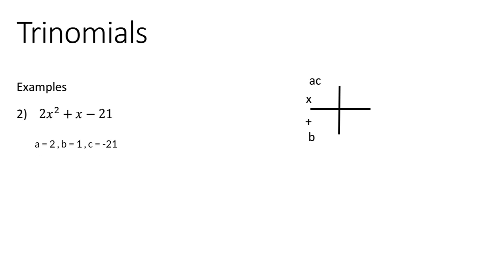Step 2, we're going to populate our window. So top left, I'm going to start top left every single time. AC, so I'm thinking 2 times negative 21, because A is 2, C is negative 21. So in that top left pane, I am going to put in negative 42. In the bottom left-hand pane, we've already worked out that B is 1, so the bottom left, I am going to put in 1.